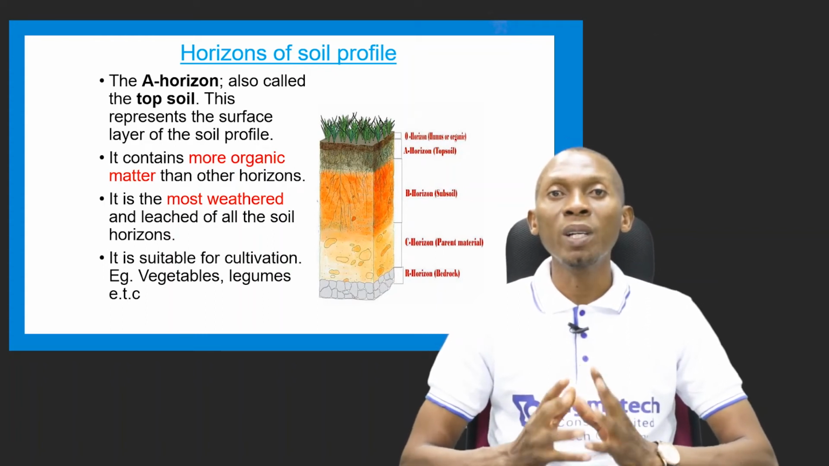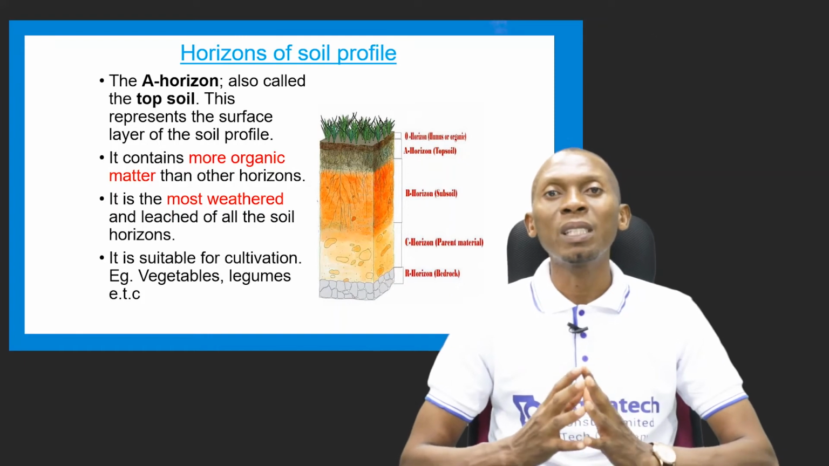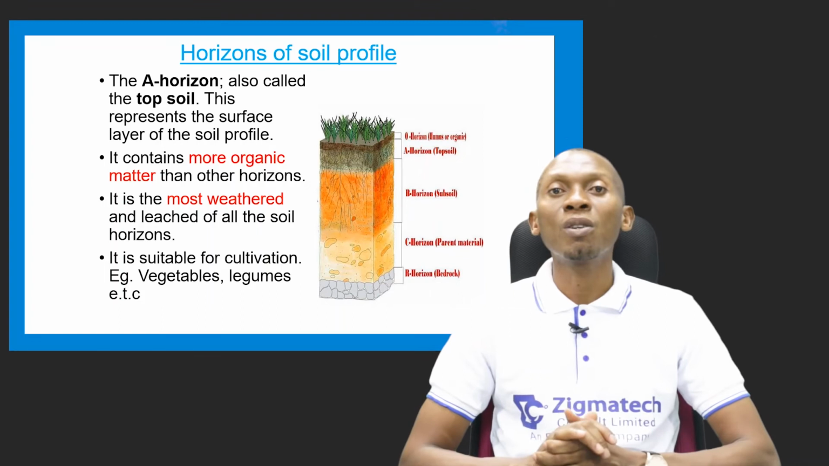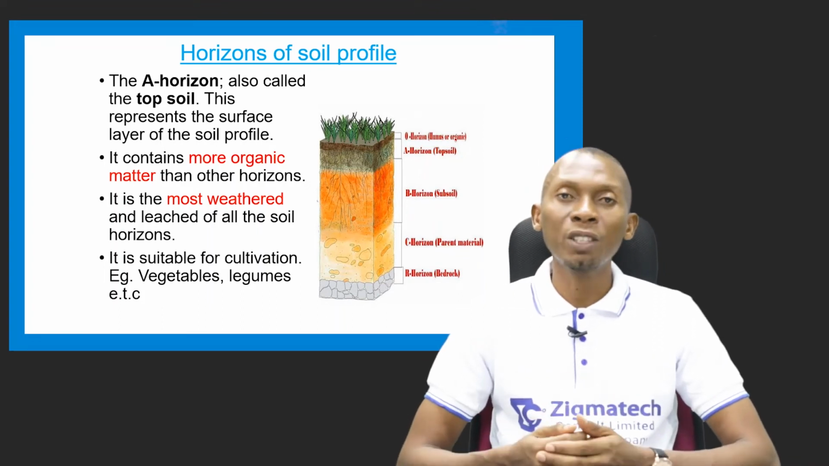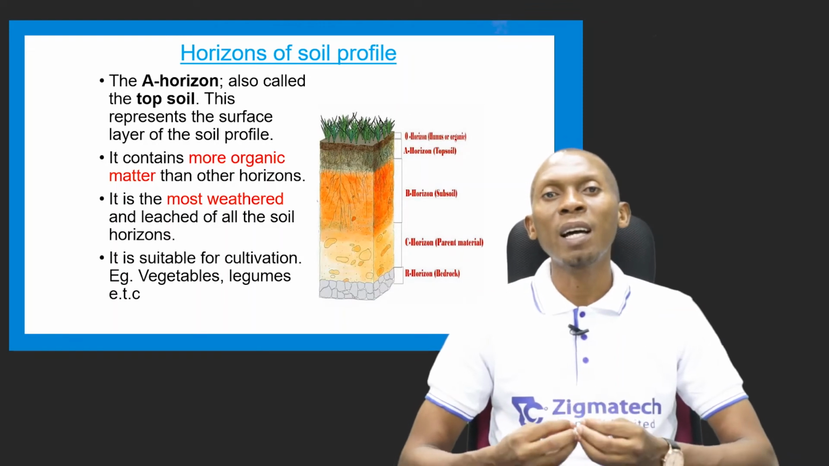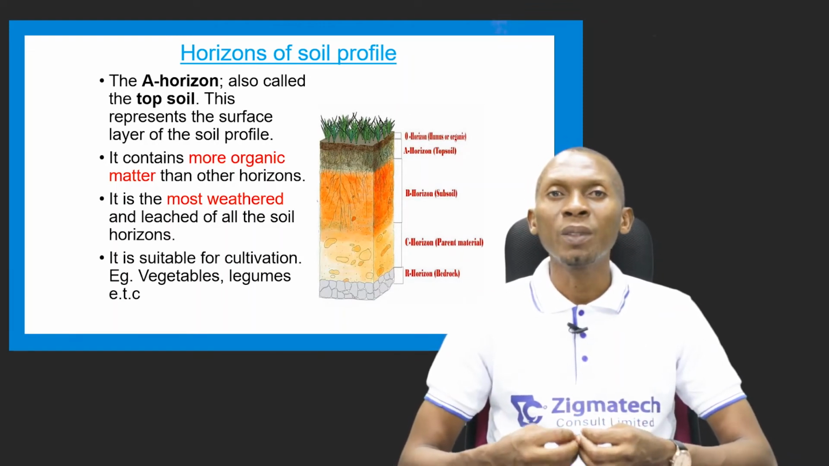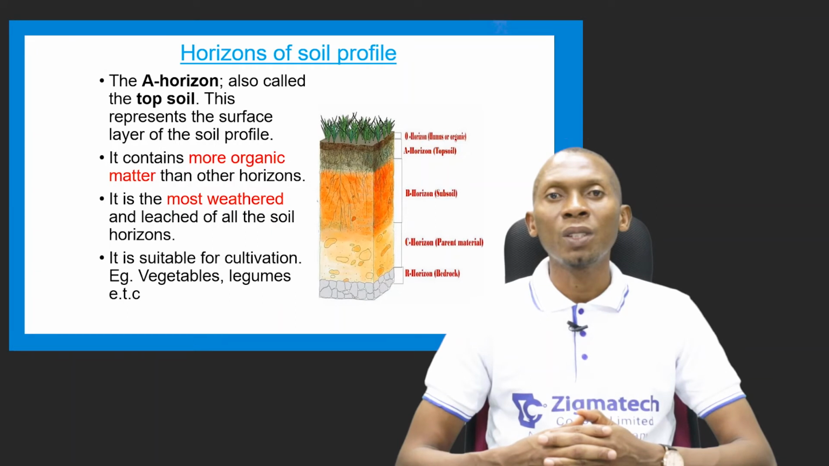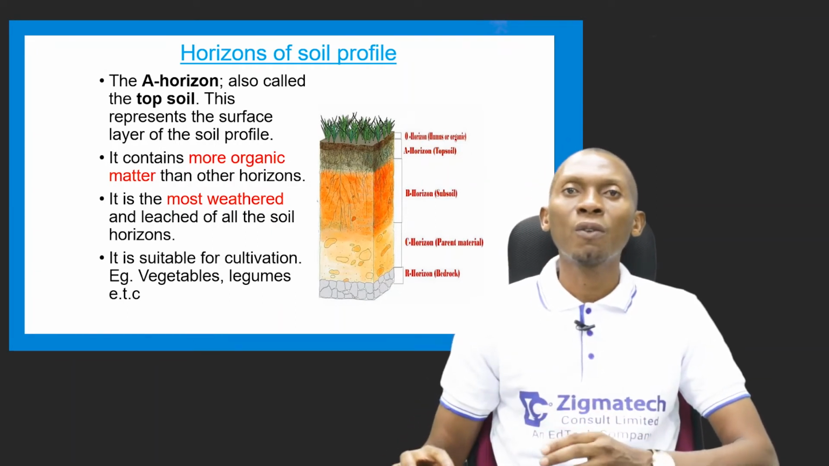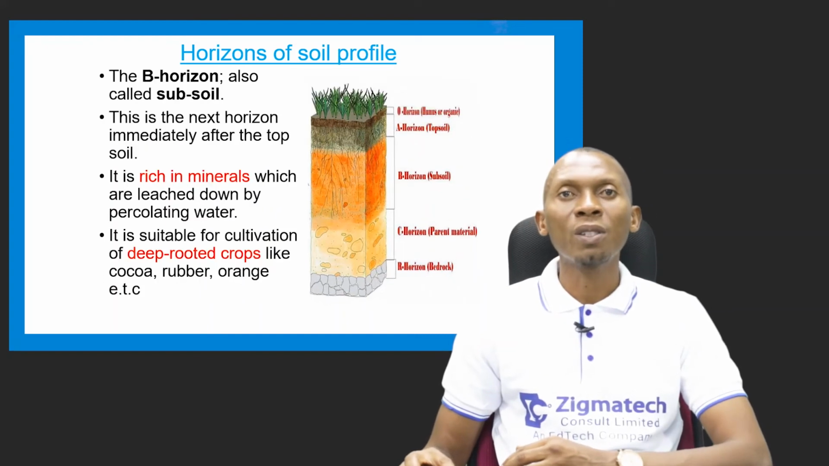Now, leaching has to do with the washing away of nutrients beyond the reach of the roots of plants. So it's the most weathered, and it is the most leached of all the horizons, and it's suitable for the cultivation of certain crops like vegetables, legumes. Those are crops that are not deep rooted, so they are shallow rooted crops. So it's suitable for such crops. That's the A horizon.